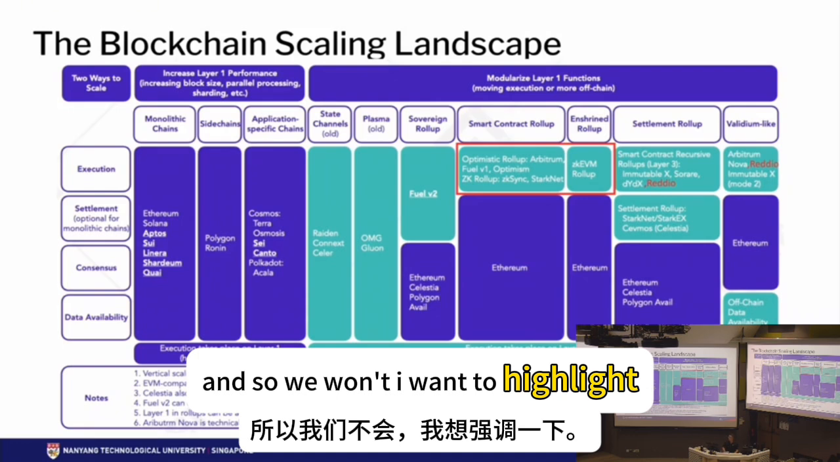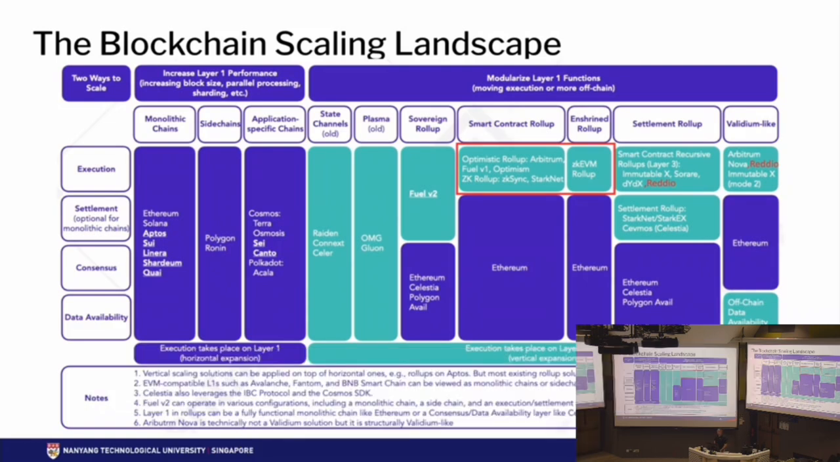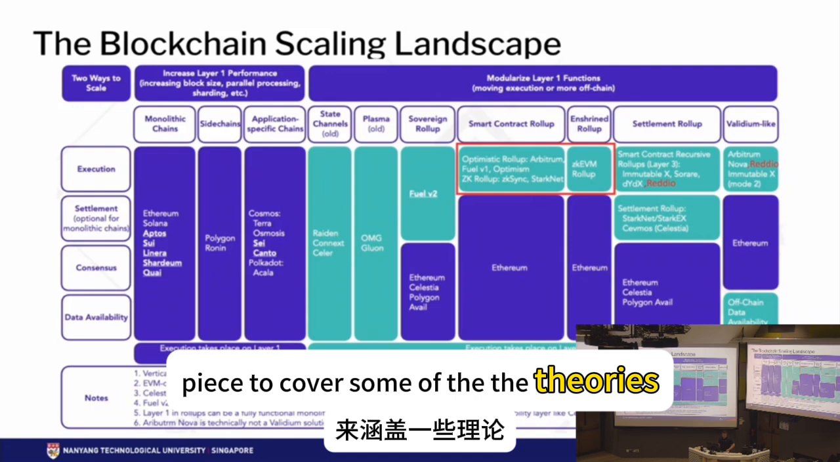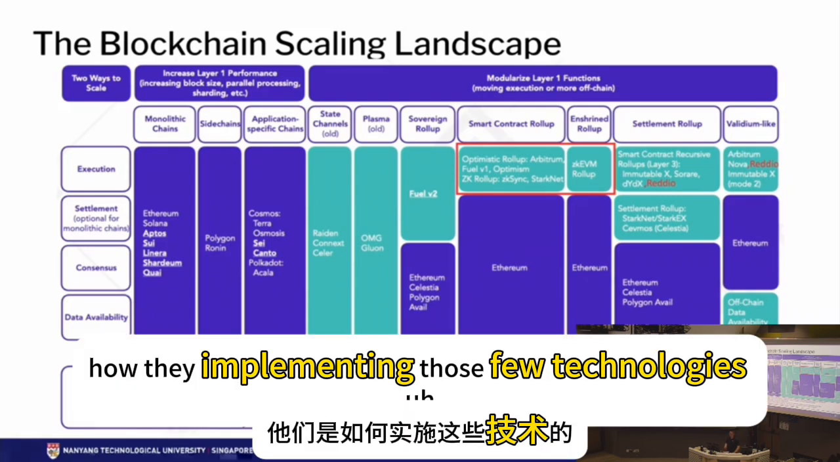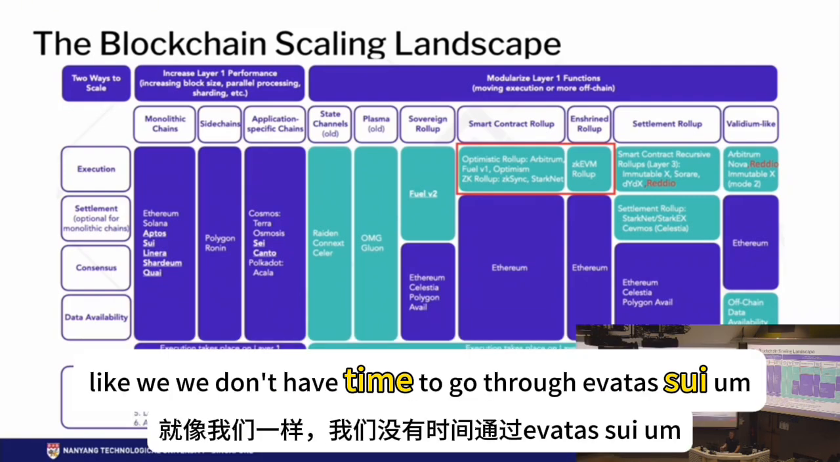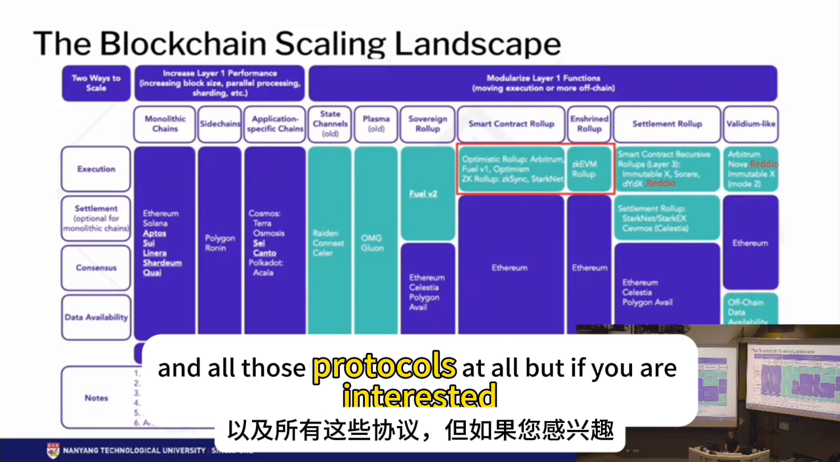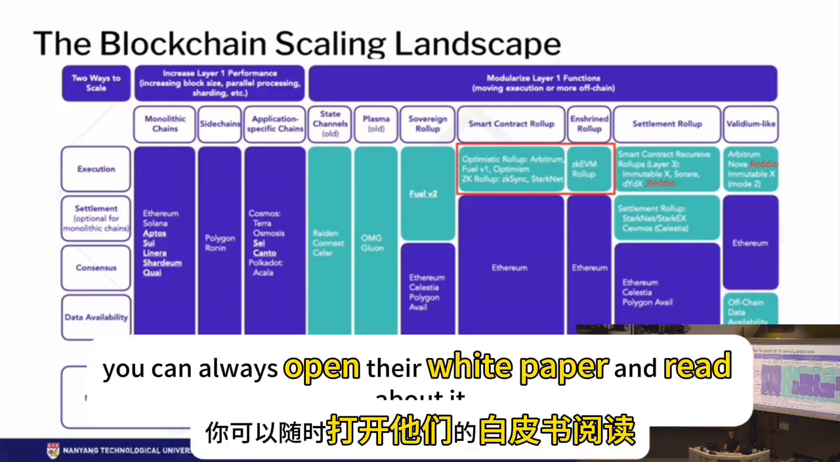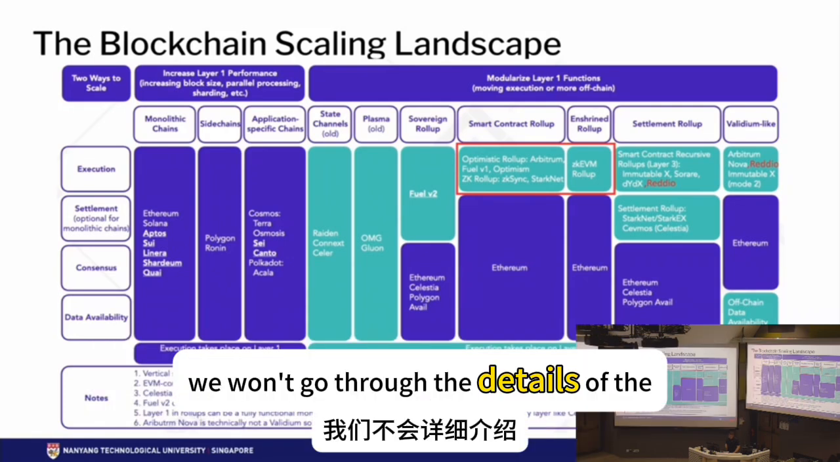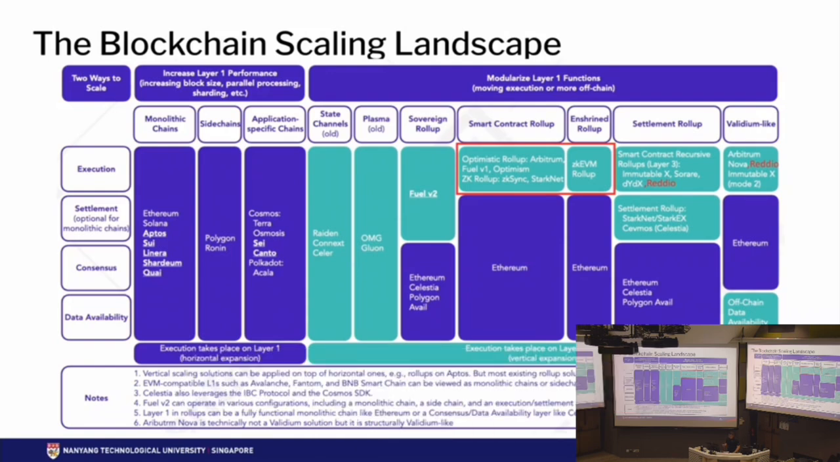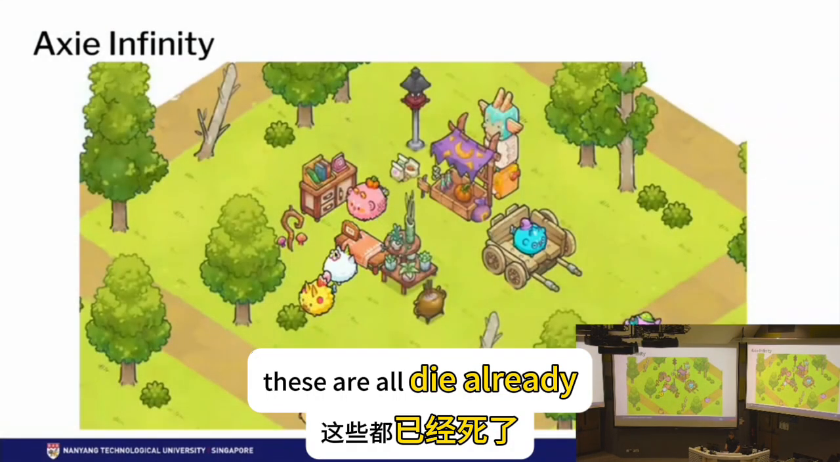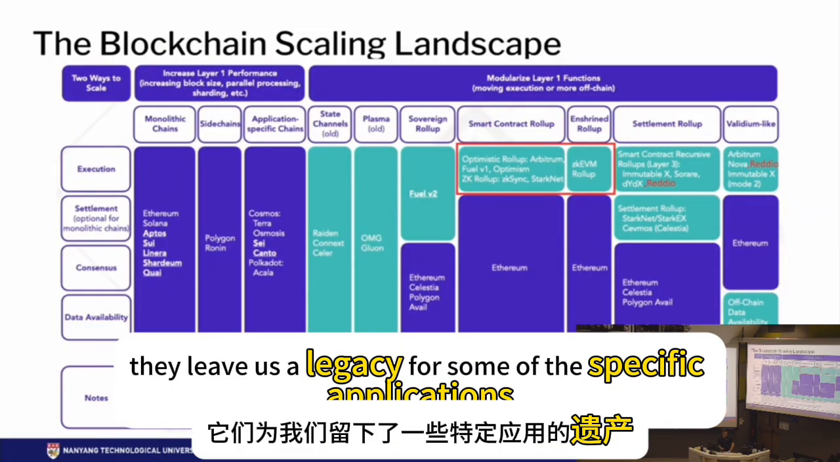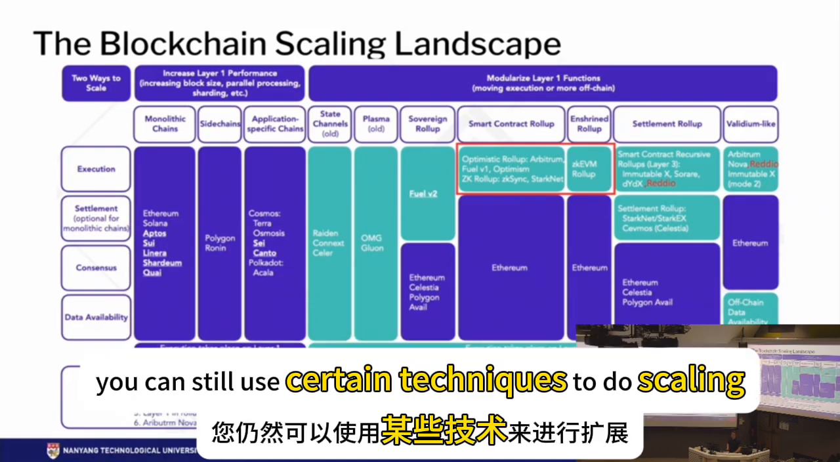So I want to highlight, we won't be able to cover all these protocols at all. We are only on the theory piece, to cover some of the theories in the white papers, how they are implementing those few technologies. We don't have time to go through Aptos, SUI, and all those protocols. But if you are interested, you can always open their white paper and read about it. We won't go through the details of each of the state channels, for example Raiden, Connext and Celer. These are all dead already, but they leave us a legacy for some specific applications. You can still use certain techniques to do scaling for blockchains.